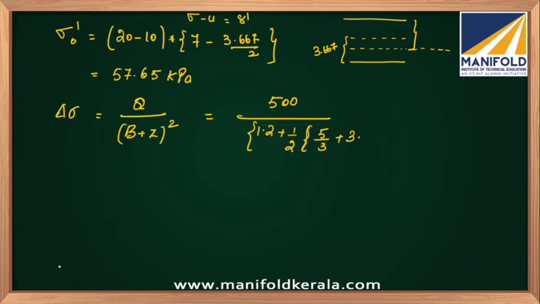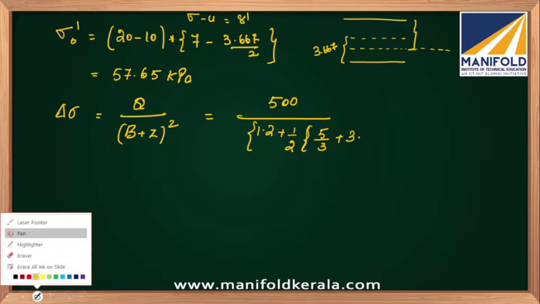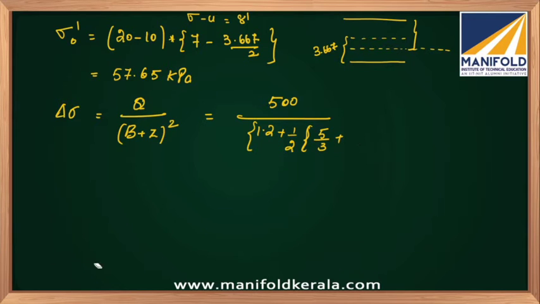So let me make it as 5 by 3 plus 2 meter, half into 5 by 3 plus 2 meter, the whole square. So this 5 by 3 plus 2 is nothing but 3.667, half into 3.667. By simplifying this, 1.2 plus 0.5 into 3.667, the whole square, the 500 divided by the answer, we will be getting 54.28.